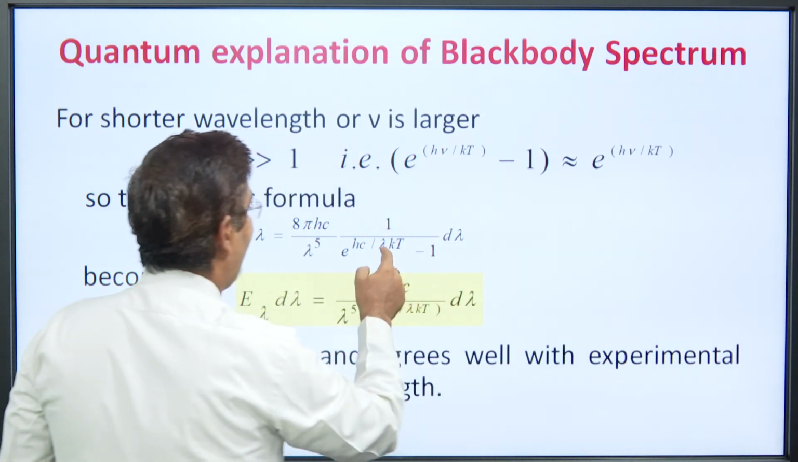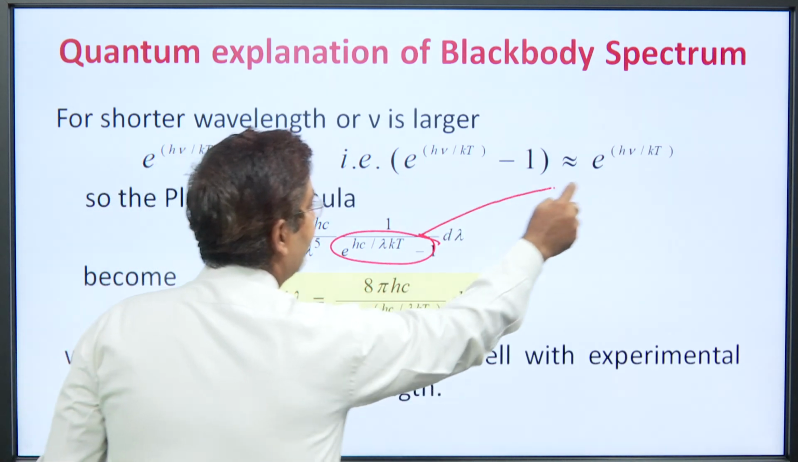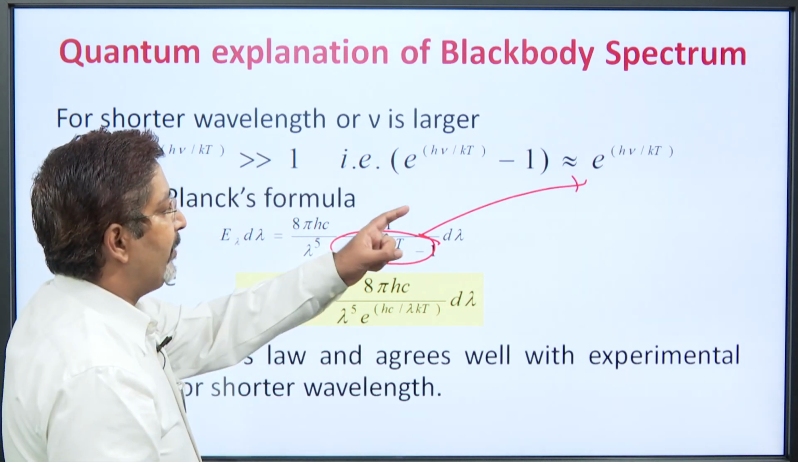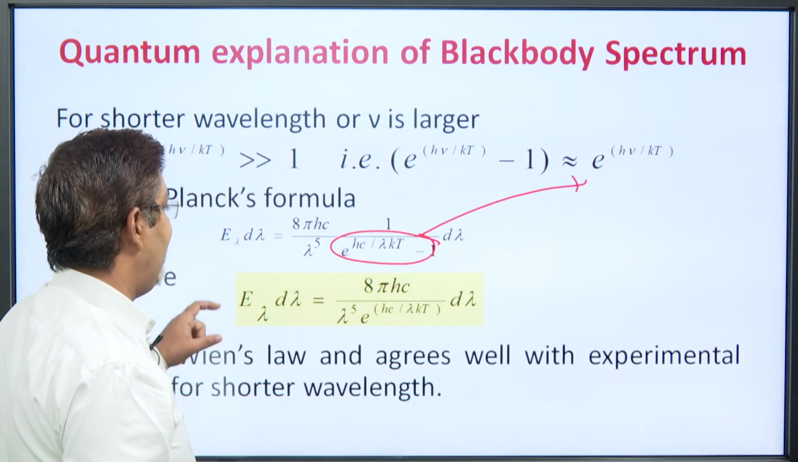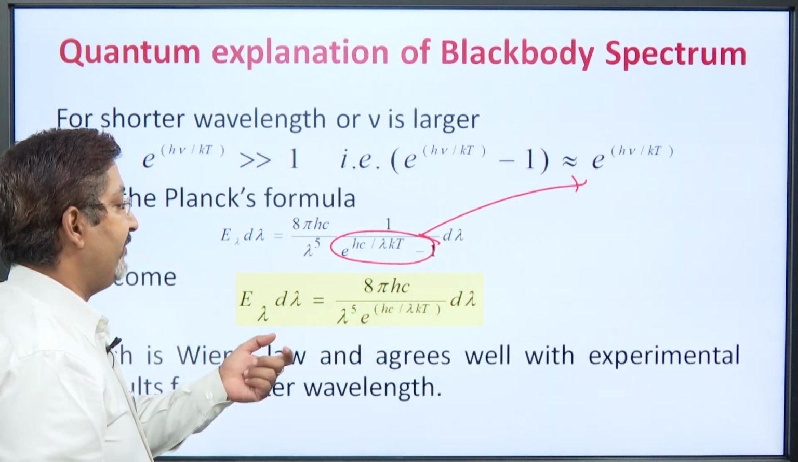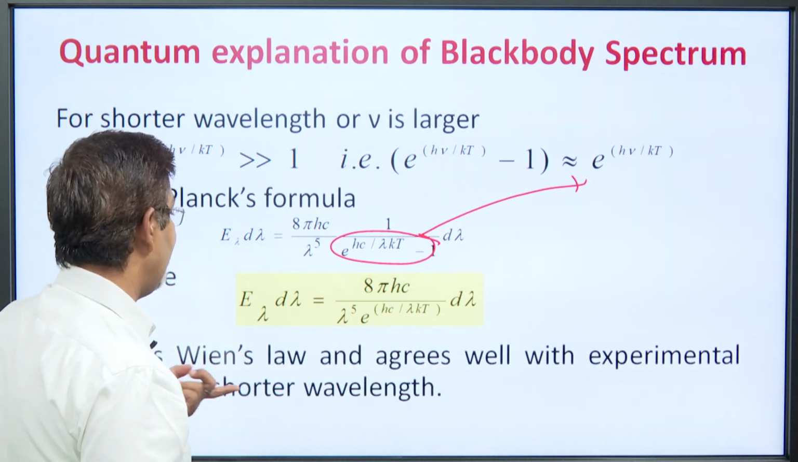If we put this value in the denominator, e to power h nu by k t, we have this formula. And what is this formula? This is Wien's formula, and Wien's formula already agrees well with the experimental result for shorter wavelength.